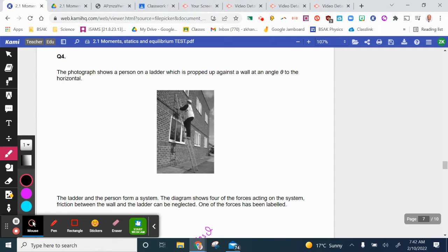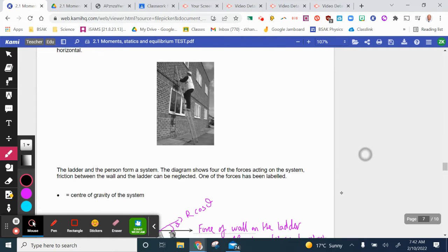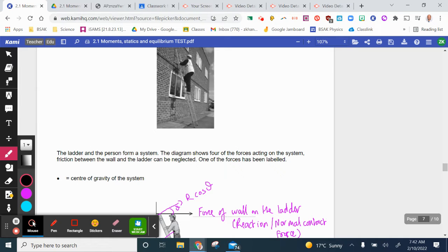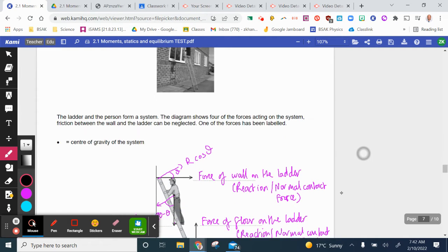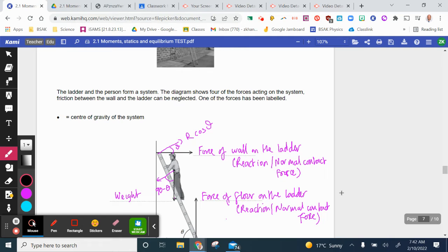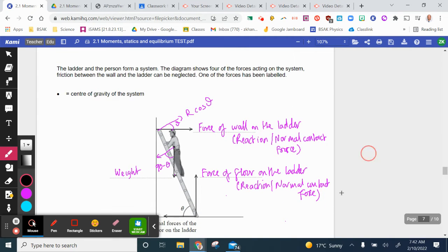Question 4. The photograph shows a person on a ladder which is propped up against the wall at an angle theta to the horizontal. You've got the ladder and a person forming a system. The diagram shows four forces acting on the system. Friction between the wall and the ladder can be neglected.